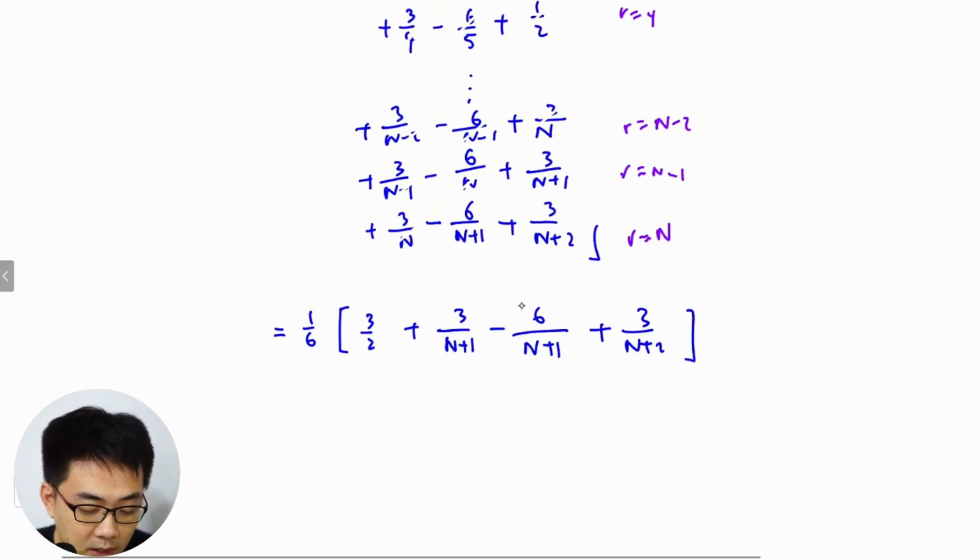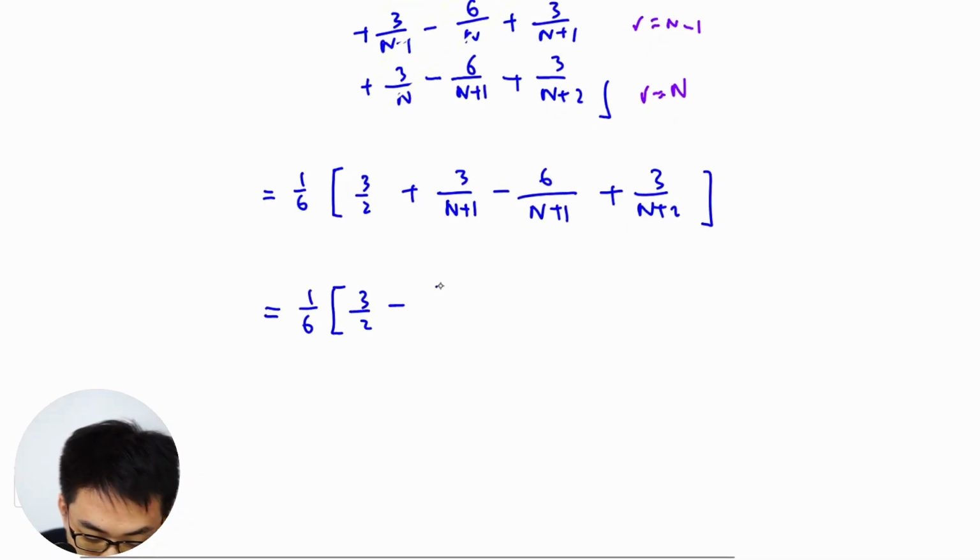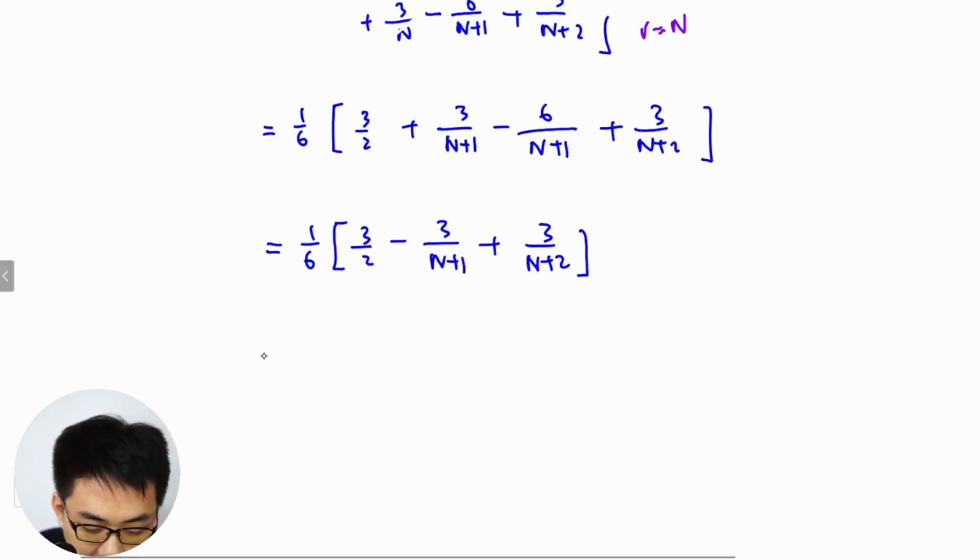So this one, the numerator is the same, n plus 1, n plus 1. So 3 minus 6 will be negative 3. So this 2 will be negative 3 over 6, negative 3, n plus 1, n plus 2. Then this multiplied in will just be 1 over 4. Actually, you can just leave it like that.